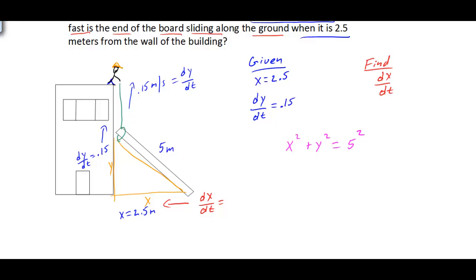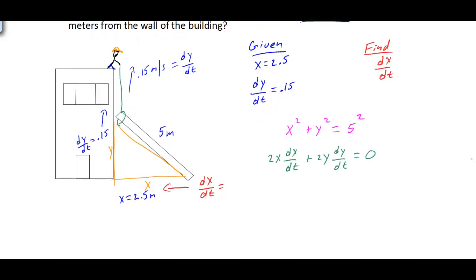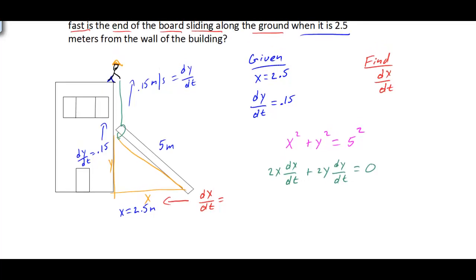And if we take the derivative of both sides, again with respect to t, we would have the derivative of x, we would get 2x dx/dt plus 2y dy/dt. And the 5 squared, that's just 25, which is a constant, so that's going to go to 0. And now we have our derivative.